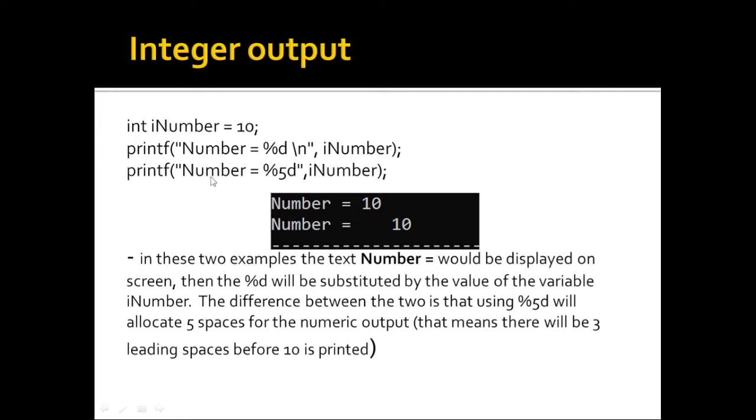While on the second line, number equals %5d with number. Again, number will be substituted for %d, but it will allocate 5 spaces. So there are actually 3 leading spaces before the 10 is displayed, because a total of 5 spaces is allocated for this output.